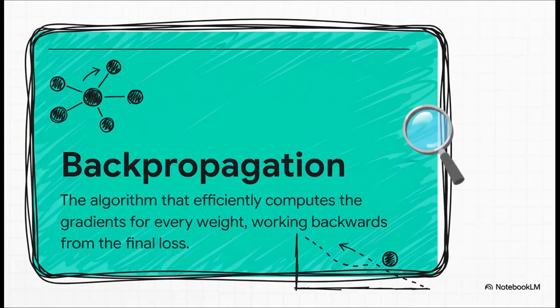And this is where the last piece of the puzzle falls into place. The amazing algorithm that actually does this calculation, that efficiently figures out the gradient for every single weight in a huge network, is called backpropagation. It starts from the final error and works its way backward through the network, layer by layer, figuring out how much to blame each weight and which way it needs to be nudged.